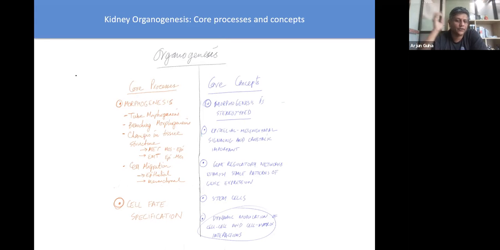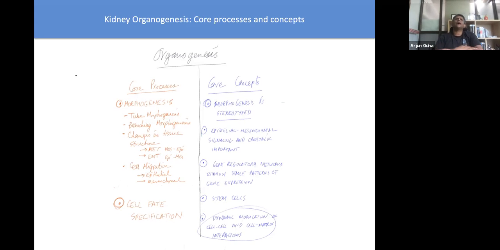Finally, dynamic modulation of cell-cell and cell matrix interactions. This must happen in the context of both the lung and the kidney, but an elucidation of exactly what these interactions are is something that will still require more experimental innovation and so on and so forth. So with that, I'll stop.